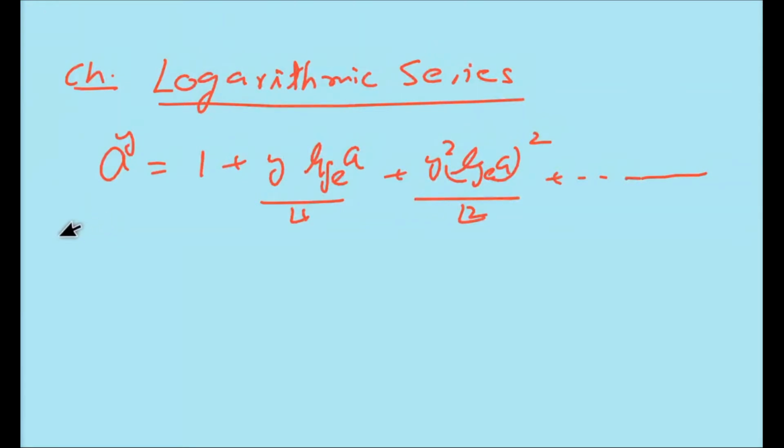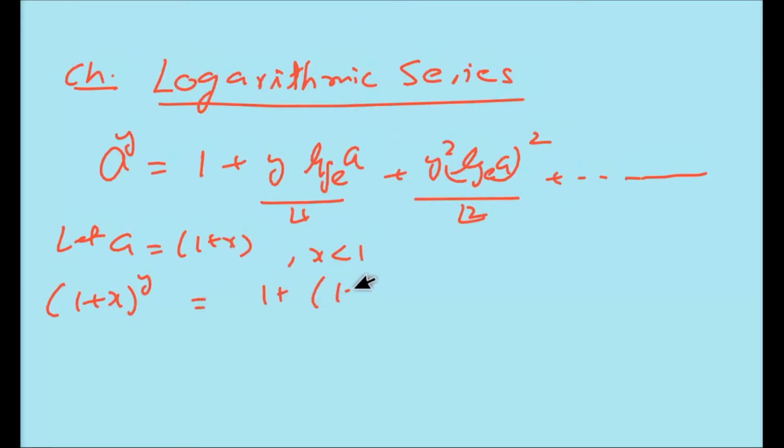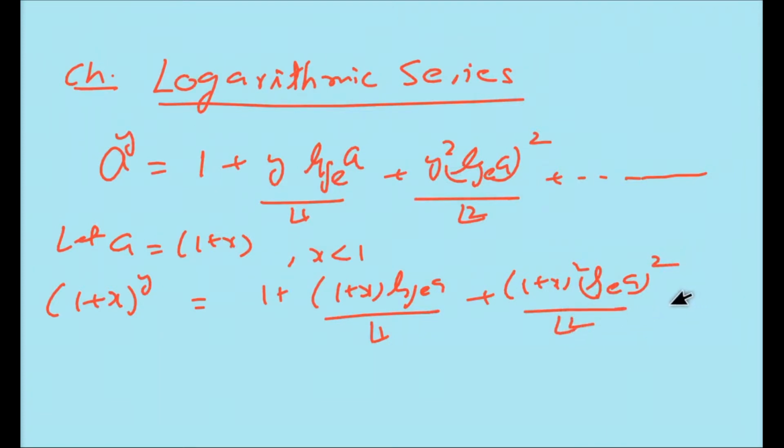Now let a equal to 1 plus x, where x is less than 1. Then we can write (1 plus x) to the power y equals 1 plus y log_e(1 plus x) upon factorial 1, plus y square (log_e(1 plus x)) square upon factorial 2, and so on.